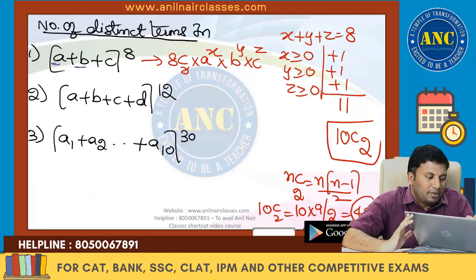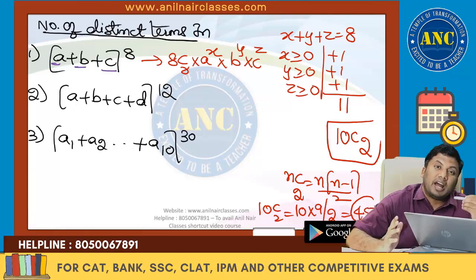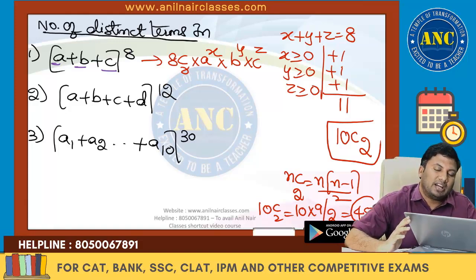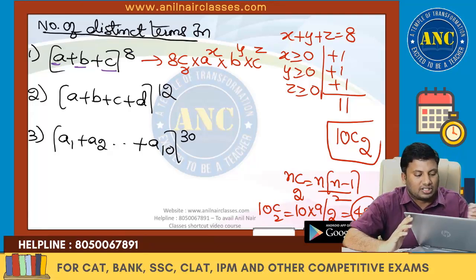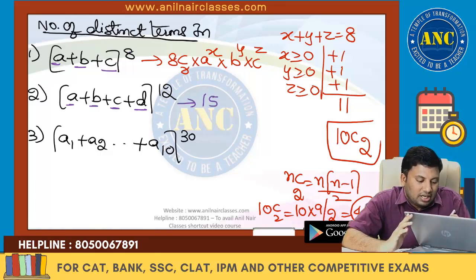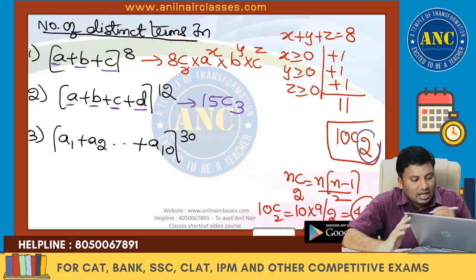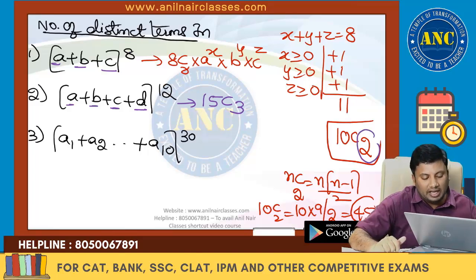Now see here. How many variables are there? 3. Power is 8. Add the number of variables to the power, so 8 plus 3, 11. If 11 balls are there in a line, there are 10 gaps, 10C2. Next, how many variables are there? 4. 12 plus 4 is 16. 16 balls are there in a line. There are 15 gaps. If 3 variables are there, I need 2 cuts. If 4 variables are there, I need 3 cuts.